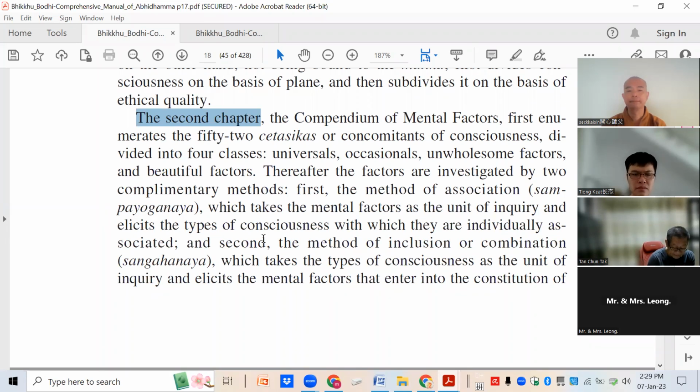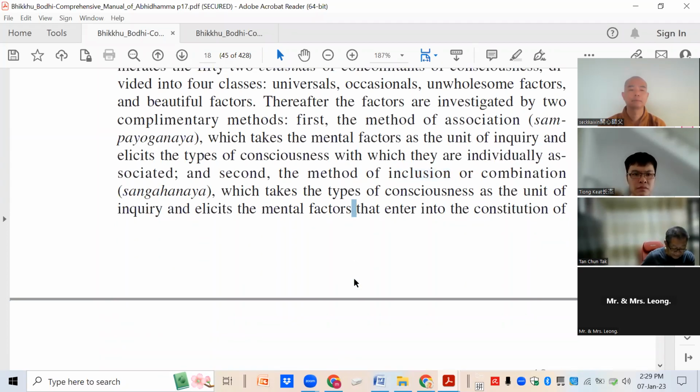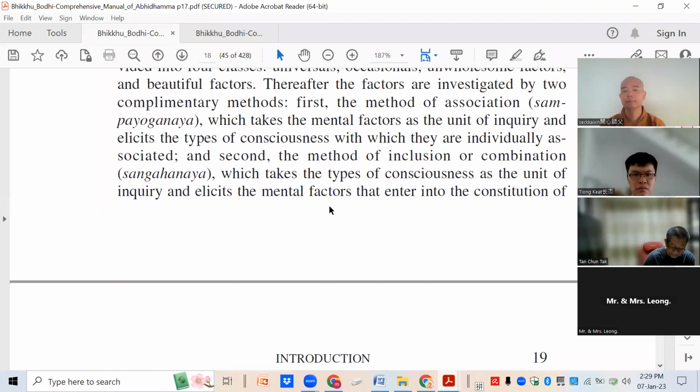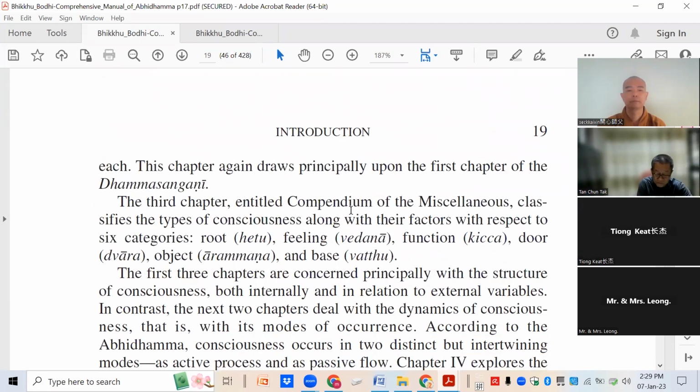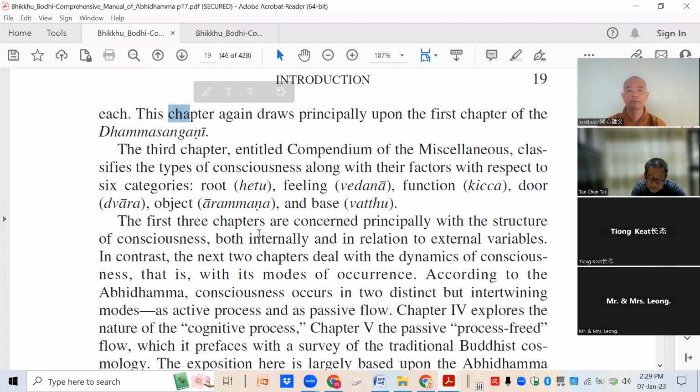sampayoganaya, which takes the mental factor as the unit of inquiry and elicits the types of consciousness with which they are individually associated. And second, the method of inclusion or combination, sanghahayanaya, which takes the type of consciousness as the unit of inquiry and elicits the mental factors that enter into the constitution of each. This chapter again draws principally upon the first chapters of the Dhamma Sangani.